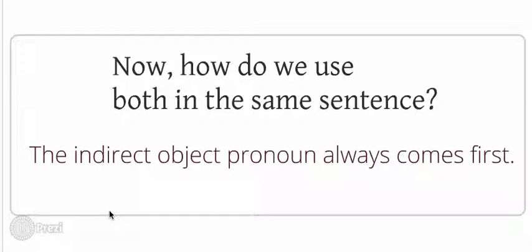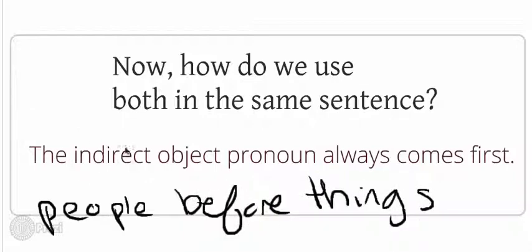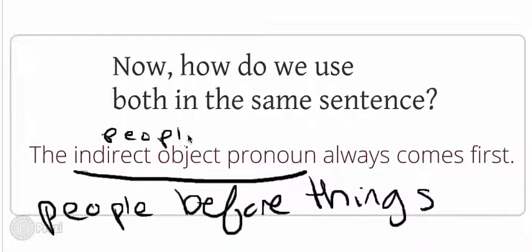How do we use them in the same sentence? How do we use both in the same sentence? The indirect object pronoun always comes first. You can think of it as people before things. You should always put people before things. Indirect object pronouns are usually people, okay? So people before things. The indirect object pronoun always comes first.